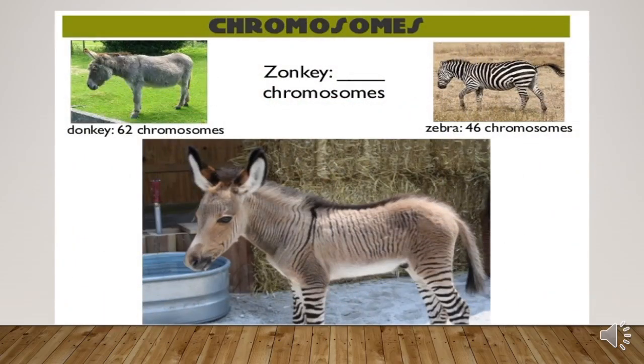A donkey has 62 chromosomes, and a zebra has 46 chromosomes. The owner of the donkey and the zebra mate the two and produce a zonkey. How many chromosomes does a zonkey have? Can you guess it right? Okay, 5 seconds. Okay, let us see if you got the correct answer. It is 54.